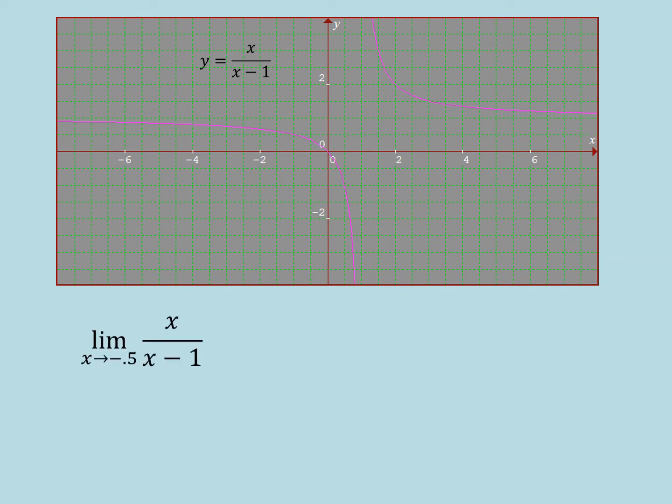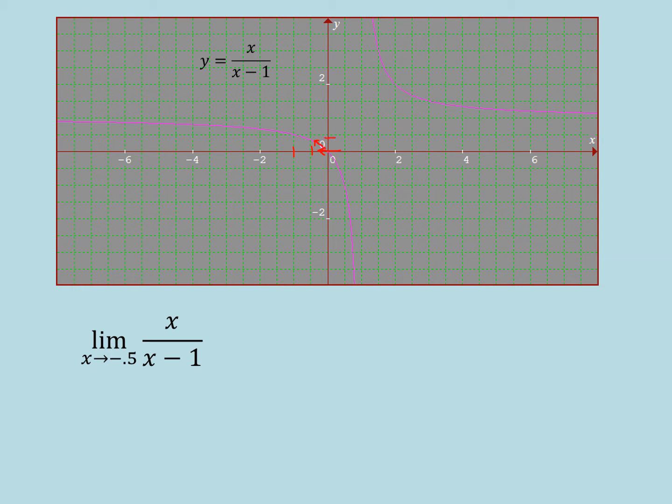Let's look at finding these limits. The limit of x over x minus 1 as x approaches negative 0.5. So let's go through the same analysis we did on the other graphs. Here is negative 1. So this would be negative 0.5. So as we approach negative 0.5 from the right, what's happening with the y values?